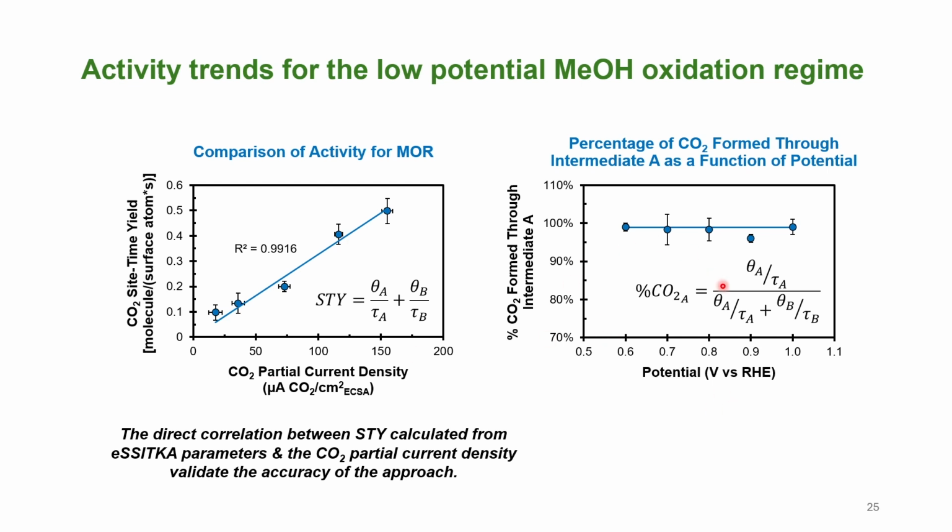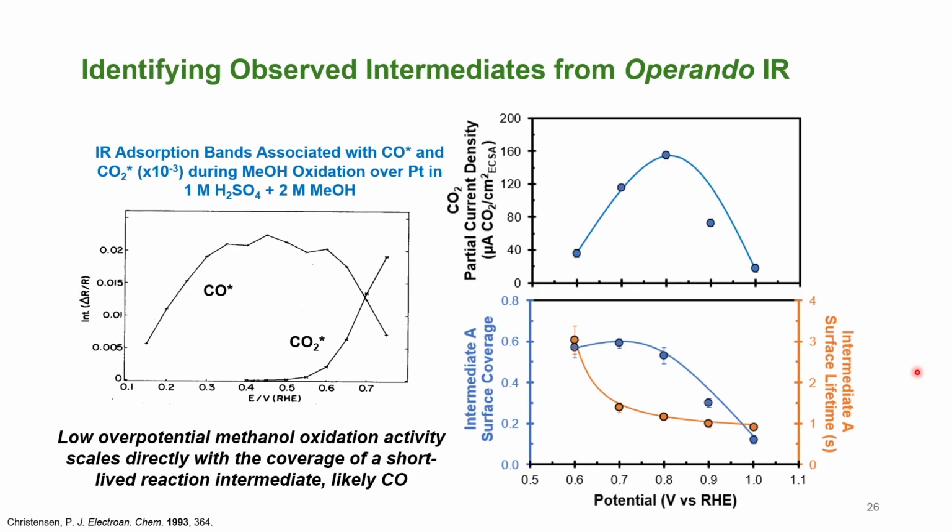And then furthermore, we were able to obtain pretty interesting data with this site time yield, because now we can understand the percentage of CO2 that's formed through this intermediate A here, by using this equation. You can see a big dominance of CO2 is obviously dominated by this intermediate A. And this is information that you really wouldn't be able to obtain in any other way other than understanding the coverages and the lifetime simultaneously as a function of potential.